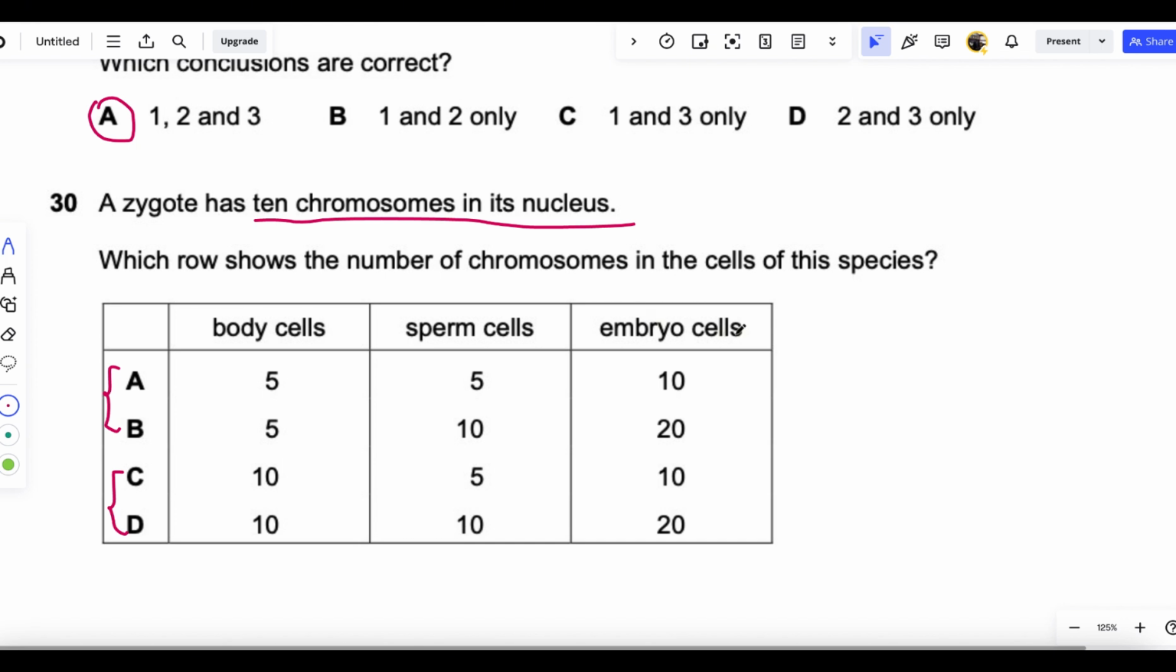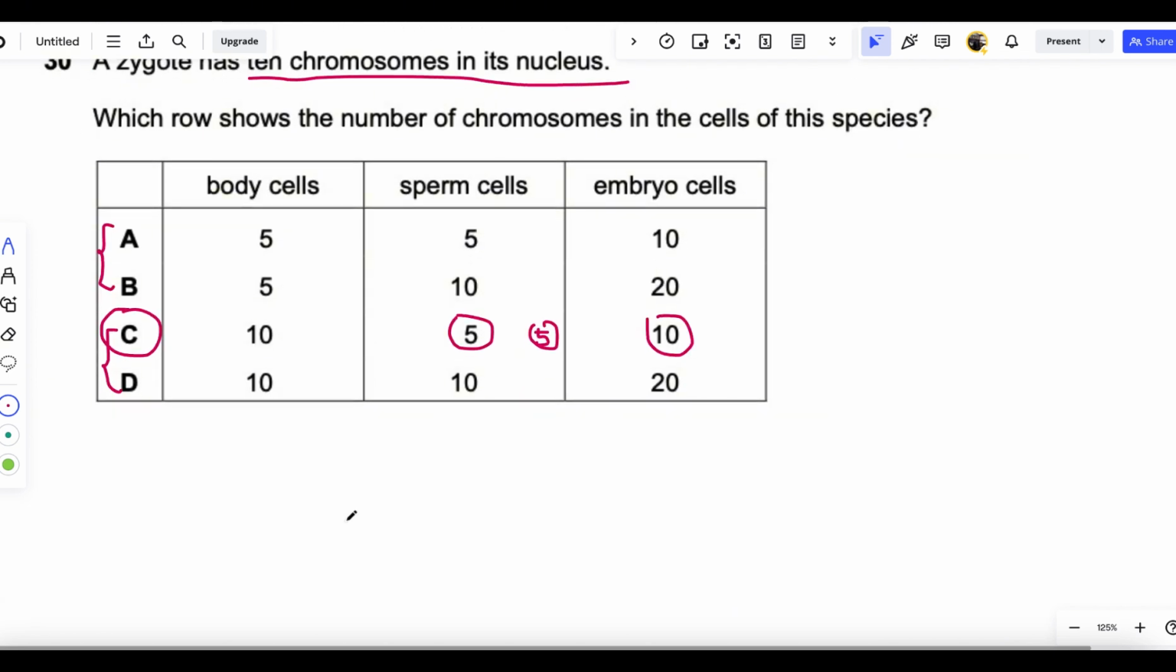In the embryo cells, that's the new baby, it will also be 10, because the new baby gets half from the father and half from the mother. So the embryo cells will get 10, not 20, because you get 5 from the sperm cells and 5 from the egg cells. This is meant to confuse you, because you think you will get 10 from father and 10 from mother. No, the sperm cell is 5 and the egg cell is also 5. So 5 and 5 give rise to this 10. So our answer is C. Is that okay? So we move on to the next question.